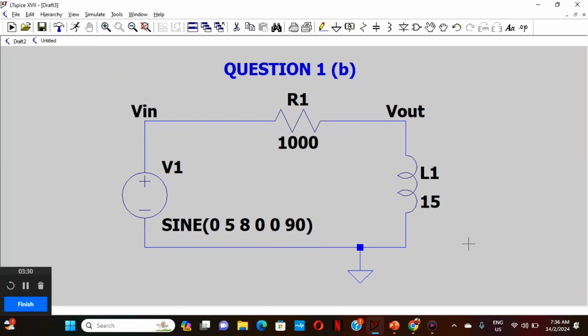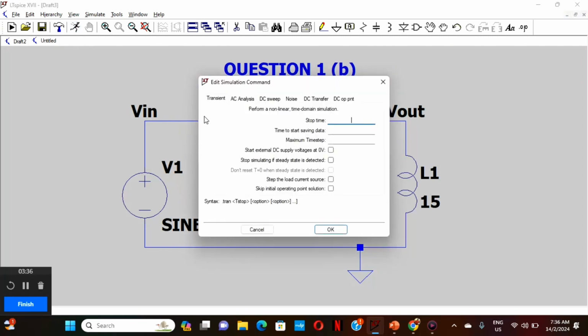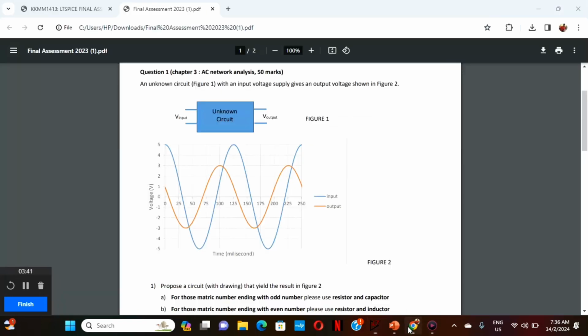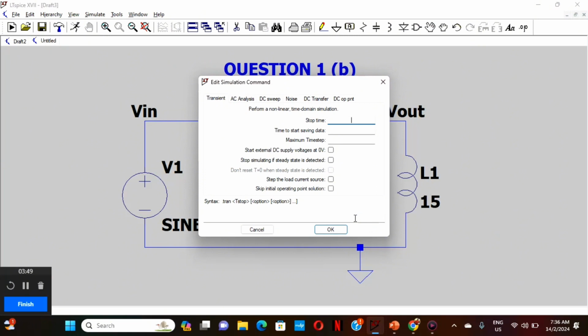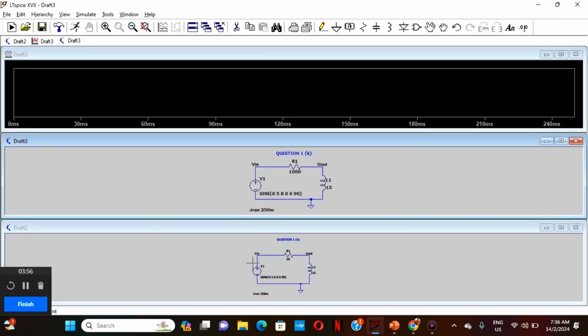So once we have the complete circuit with all the values filled in, we can try to run or simulate the circuit. For the stop time, we have to refer to the question. So 0 until 250 millisecond. So I put the stop time as 250 millisecond. So we got like this.